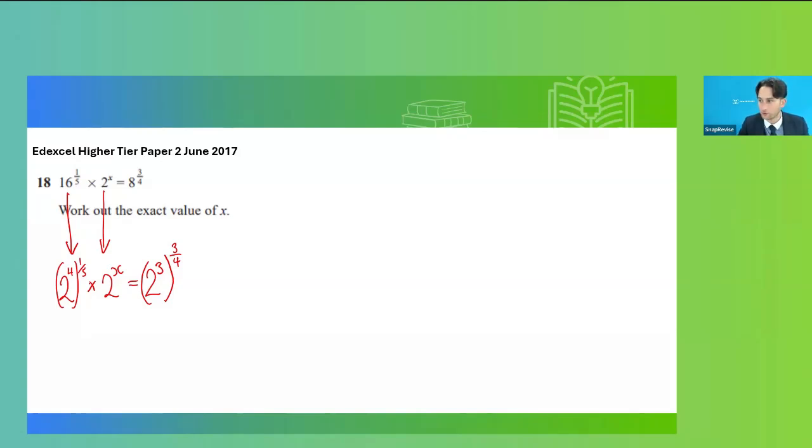We can use power rules. We couldn't use power rules here. The calculator wasn't going to save us. So we had to change it. We had to take ownership of the question and change the base to something we can actually do. So now I can start worrying about my power laws.